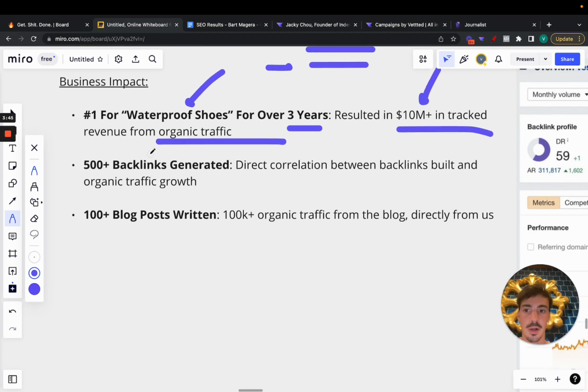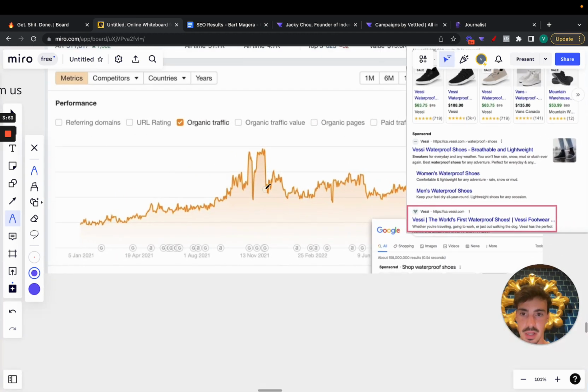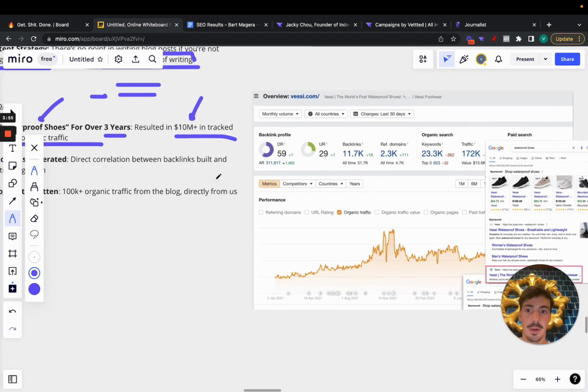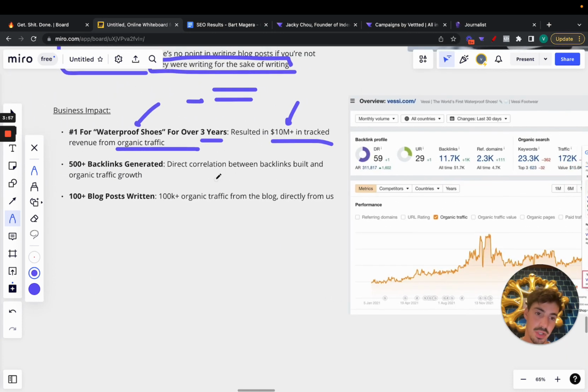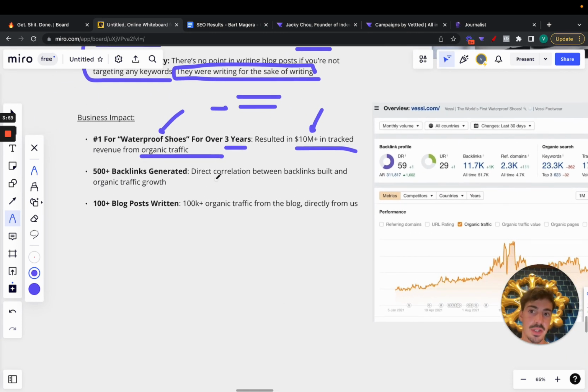So next up, 500 plus backlinks generated, right? And there's, of course, a direct correlation between backlinks built and organic traffic growth. And we can see that here. Sorry, not on this graph, but it makes sense. And unfortunately, I cannot show you here, but there is, in fact, a direct correlation between the number of referring domains and backlinks and the traffic the site gets, right? Because Google views it as an authority in search. And of course, it will rank it higher. And of course, people can also reach the site via the backlinks.